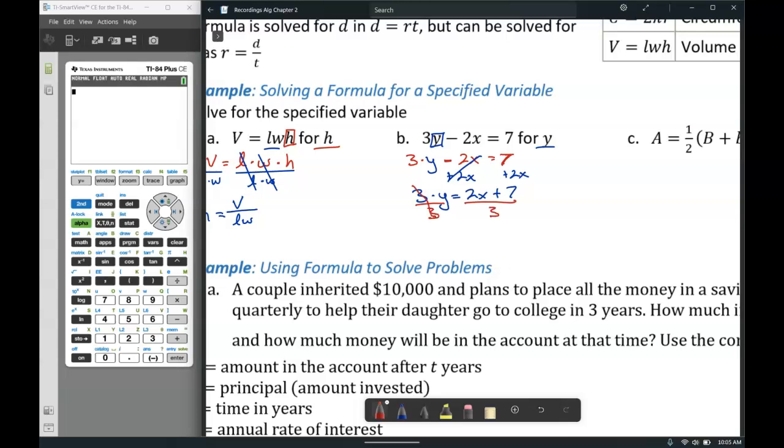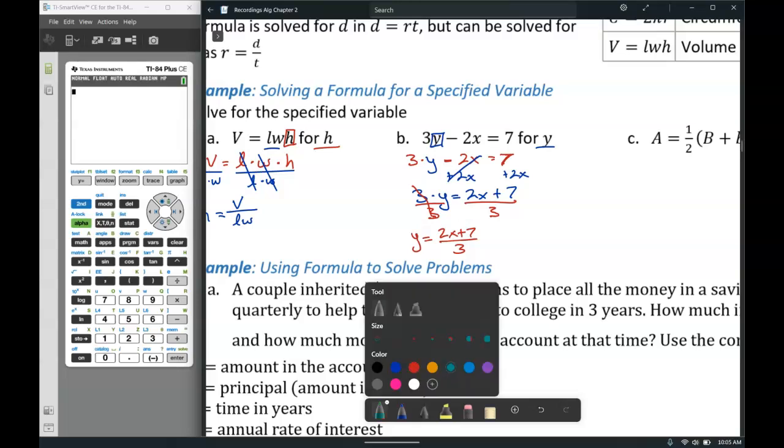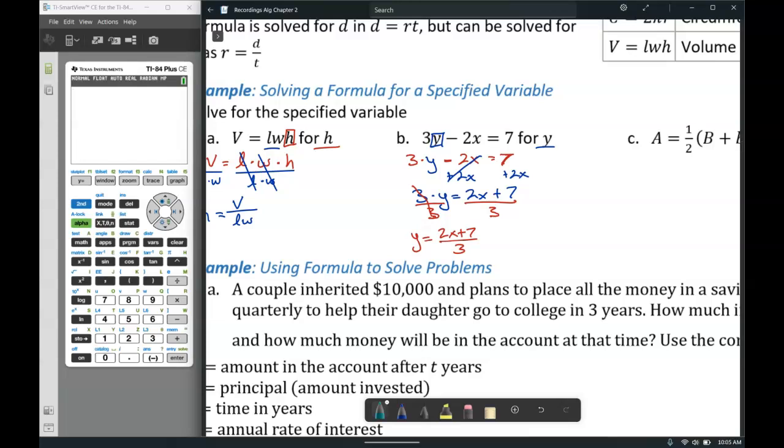When we cancel, that leaves us with y equals (2x plus 7) divided by 3 as one big fraction. The other way that we can approach it, and something that we will end up doing more often in the future, is if I have 3 times y equals 2x plus 7, I can divide each term in the equation by 3. That cancels out on the left, leaving me with y equals 2/3 x plus 7/3. These two equations are equivalent.